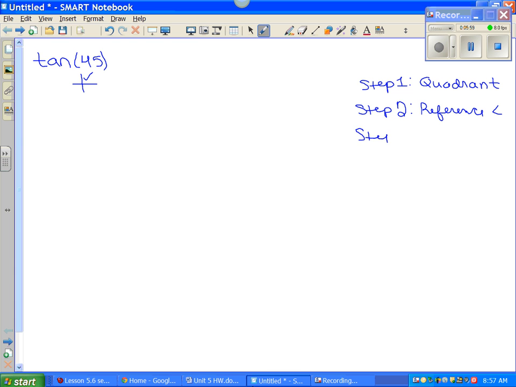Step 3, we're going to determine the sign. Okay? So based on what quadrant it's in, based on the trig function itself, is it going to be positive or negative? Okay? Yeah, since I'm in the first quadrant, we know what's positive in the first. Everything. Okay, so I know my answer is going to be positive. Okay? Step 4, we're going to determine the values.